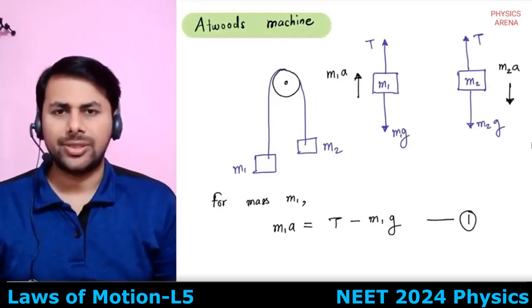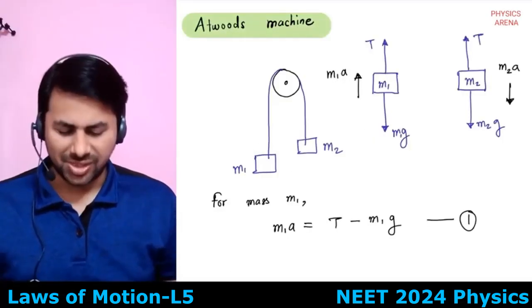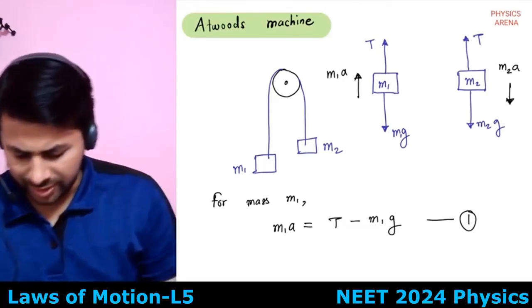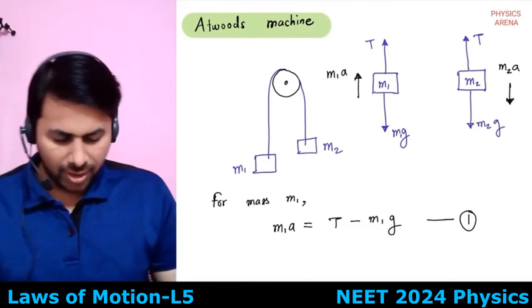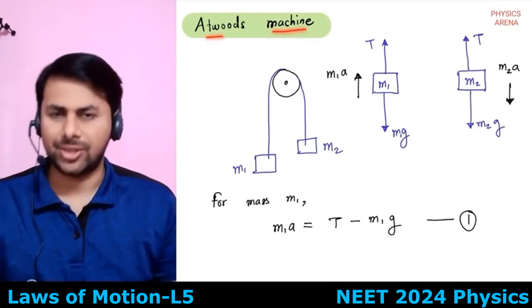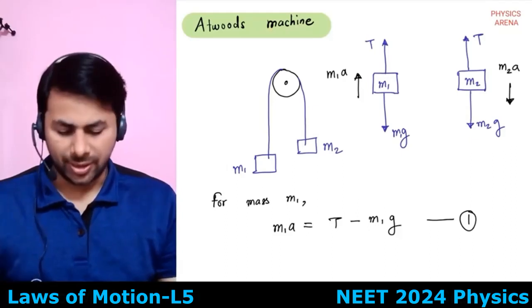So today we are going to solve some very nice problems based upon free body diagrams. We'll see what a free body diagram means. Before that, let's see one result which is known as Atwood's machine. So what is an Atwood's machine?